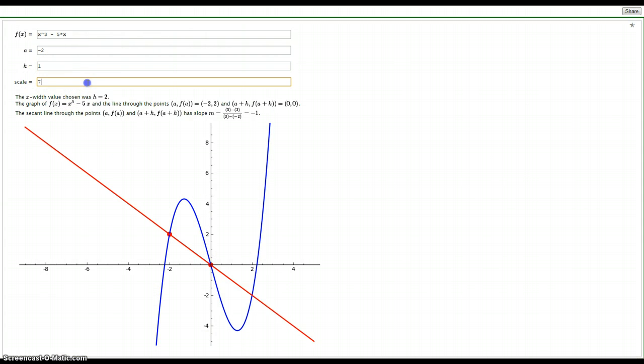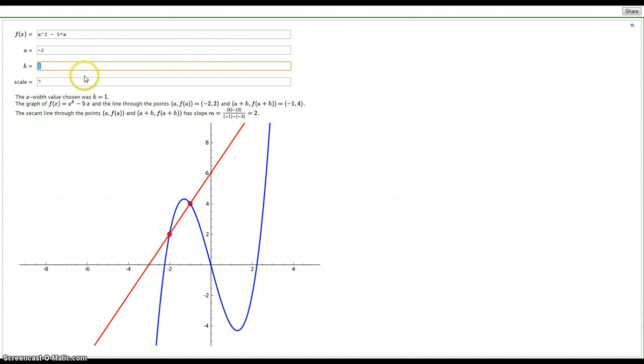We can make it 1. We can look at probably 0.5. Maybe the red dot will end up somewhere over here. It's kind of hard to tell. Maybe the slope will go up, maybe it'll go down.